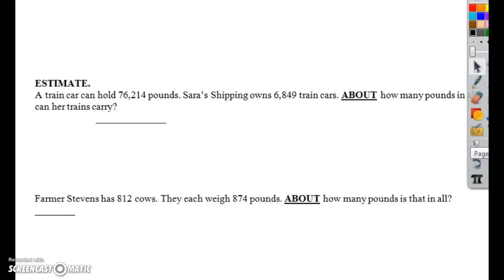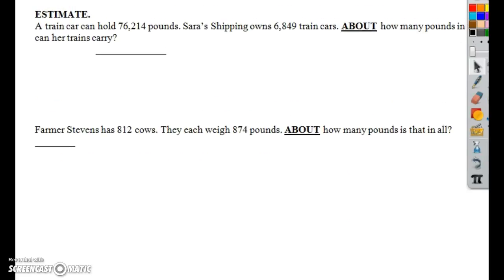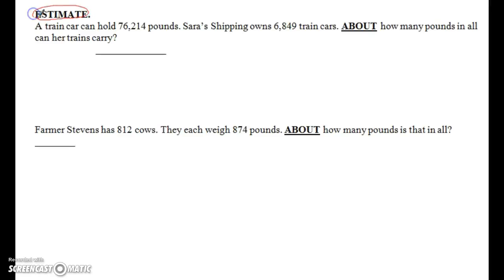Last couple. Oh, I see an estimate word up there already. Estimate. A train car can hold 76,214 pounds. Sarah's Shipping owns 6,849 train cars. About how many pounds in all can her trains carry? Estimate and about tell me I'm going to round them off. And since it doesn't tell you what to round off to, I always go to the highest place because I want to get as many zeros as I can. So if I round this off, I'm going to find the 7, circle the 6, level 6 bully, get off my floor, go up one more. So 76,214 pounds is really about 80,000 pounds.